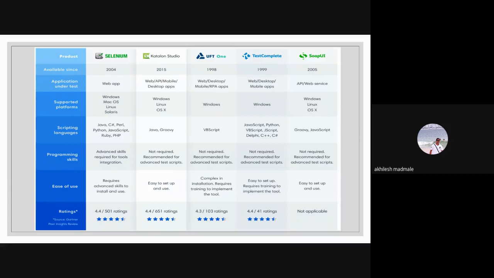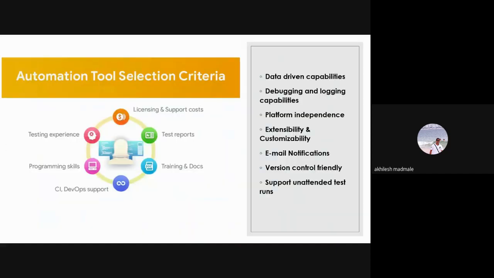Ease of use. So this is also one of the important factors to select an automation tool. What are the ratings? Based on the rating, you can select a tool. So these are the important factors, but these factors are not enough to identify the automation tool. So what are the other criteria to select the automation tool?